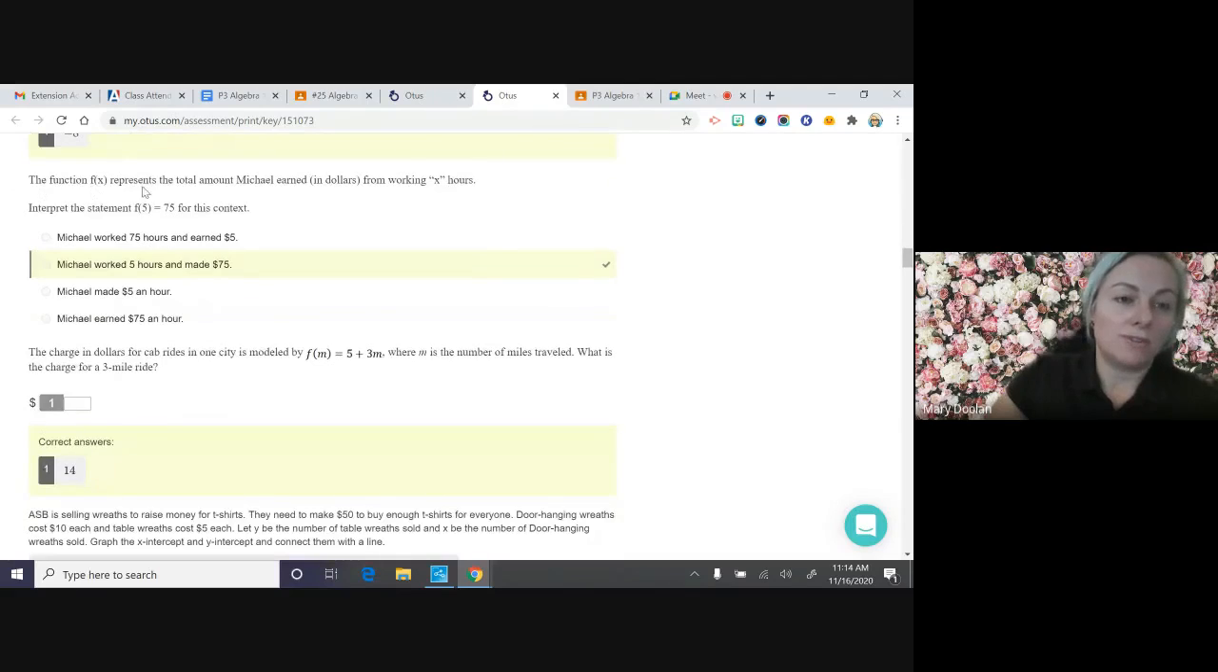The function f of x represents the total amount Michael earned in dollars from working x hours. Interpret the statement f of 5 equals 75 for this context. Well, Michael worked 5 hours and made $75. That's what that's showing you there. X is hours, so 5 is x, so f of x becomes f of 5. And then we're saying he did make $75 from that.